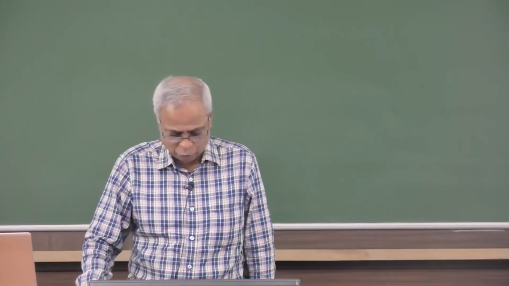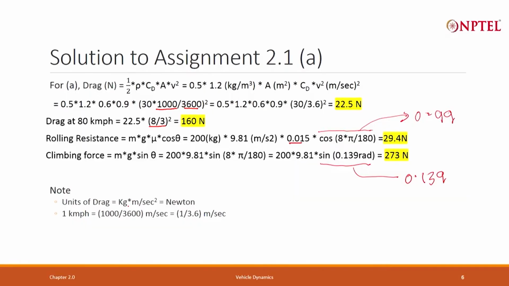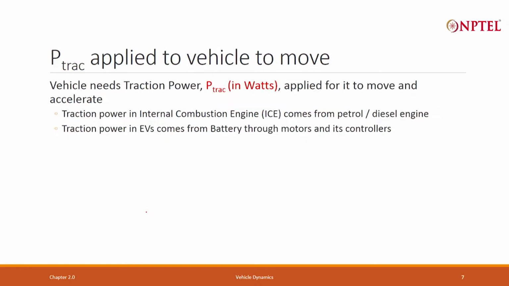Remember, these are two units that I have used. One is the unit of drag, which is kg meter per second square, which is the same as Newton, which I did in the previous slide also. The second is that a kilometer per hour is always 1 by 3.6 meter per second. This is 1000 divided by 3600. This is something that you will have to use again and again and again. So I am spending a few minutes here to get you to understand this.